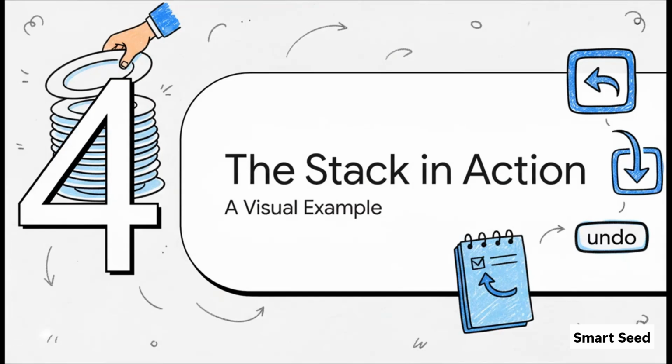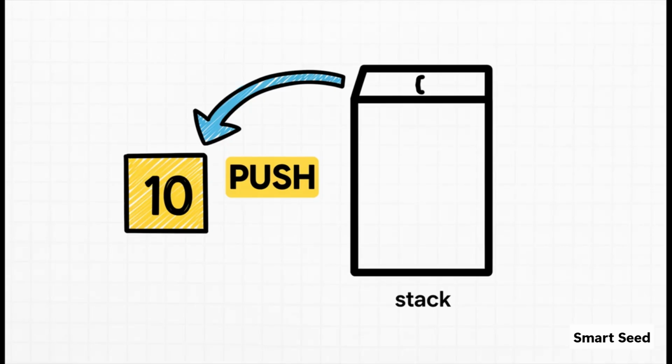All right, theory is great, but let's make this really tangible. We're going to build a stack right here, step by step, so you can see exactly how push and pop really work. So, we're starting with a completely empty stack. Our first operation, we're going to push the number 10. And there it is, sitting at the bottom. Since it's the only thing in there, it's also the top of our stack.